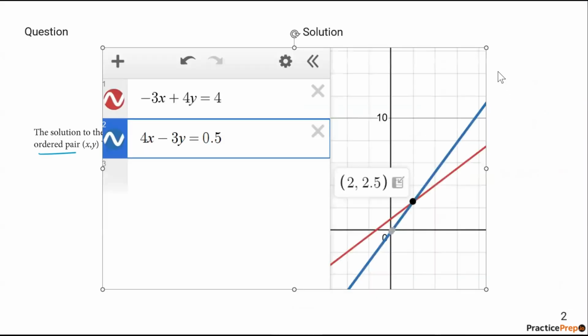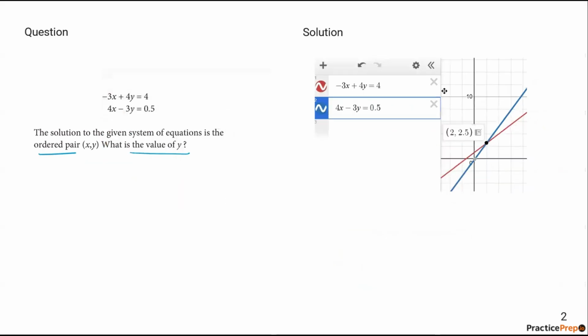Again, you can also solve this by hand, but we don't need to do that, right? Because sometimes using the calculator is faster. So the y coordinate then is 2.5. The correct answer here would be 2.5.